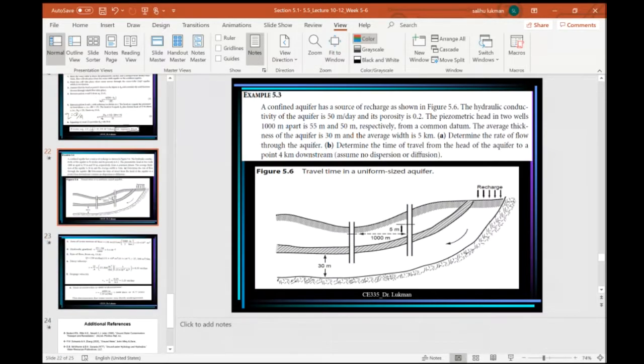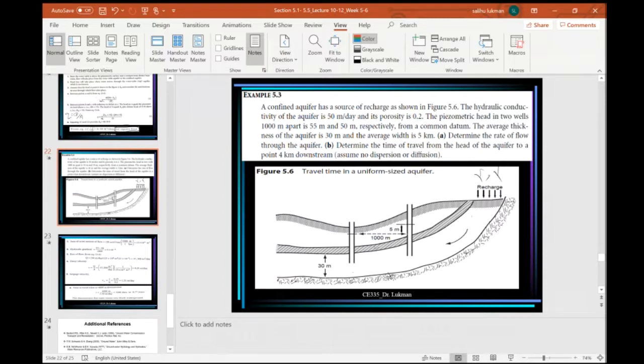And then this is another simple example which has a confined aquifer with a source of recharge as shown in the figure. This is the source of recharge. So this is a confined aquifer, and this is an impermeable layer. You have wells dug to the confined aquifer at a distance of 1,000 meters. So the hydraulic conductivity of the aquifer is 50 meters per day and its porosity is 0.2.